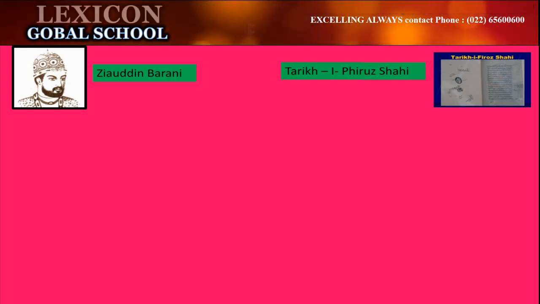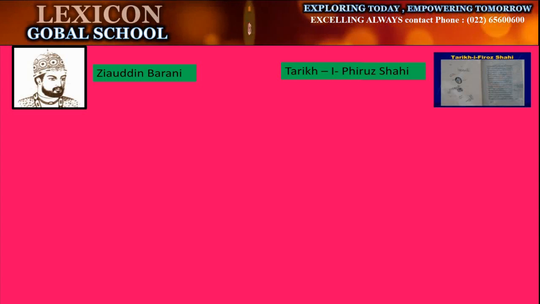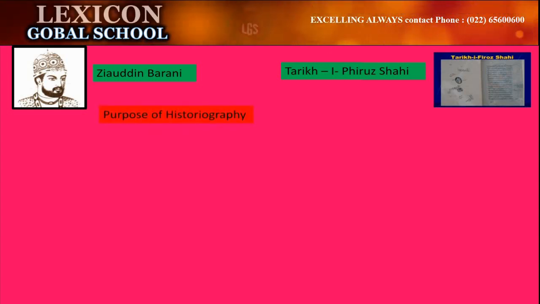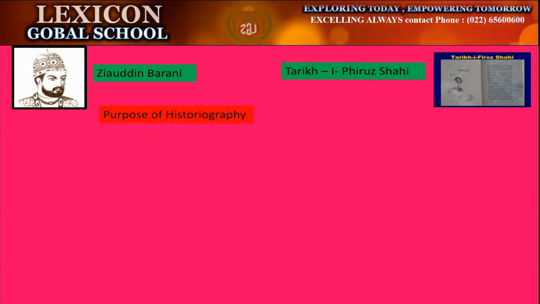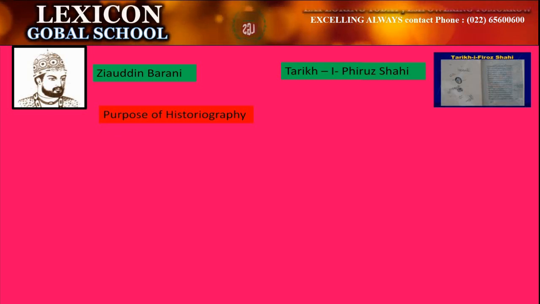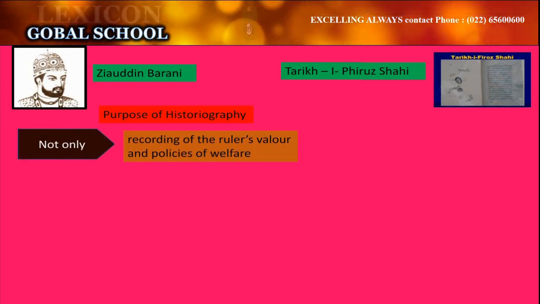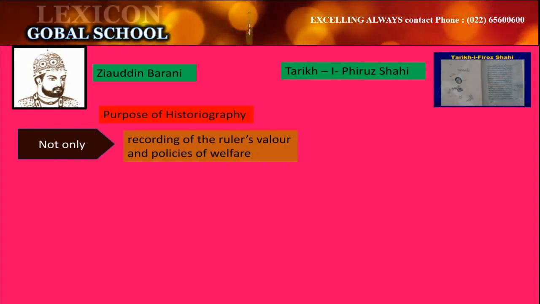Why? Because he had written a book, and the book name was Tarikh-e-Firoz Shahi. In this book, he has written a very important thing. What was that? The purpose of historiography. He wrote in this book why there is a need to write history. He also mentioned another very important thing.